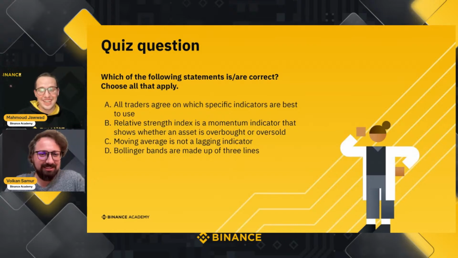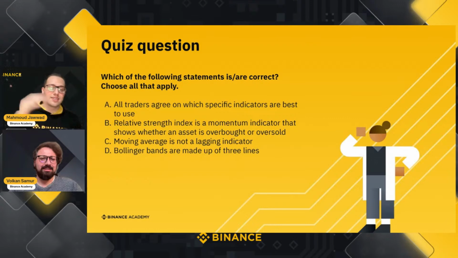It's B and D. So you have here the relative strength index as a momentum indicator, as Volkan already explained, that shows whether an asset is overbought or oversold. Volkan gave the example with 70. I mean, you have the range between 0 and 100, right? So if it's 70, it's used as an indicator of saying, okay, it's overbought. And if it's like 30, it's oversold, right? And then C, no, sorry, C is wrong. D, Bollinger Bands are made up of 3 lines, as he already explained.